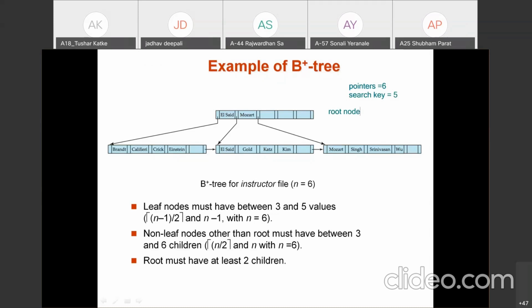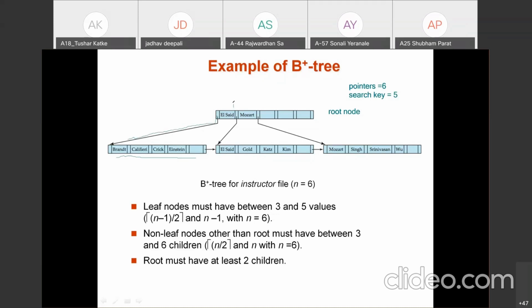In the leaf node, the search key records are here less than Ilsaid. So this pointer P1 points to the records which are less than Ilsaid. Less than Ilsaid there are Brandon, Calipari, Creek and Einstein. 4 records are there. As n is equal to 6, 5 search keys we can enter. So all these 4 search keys are entered here.